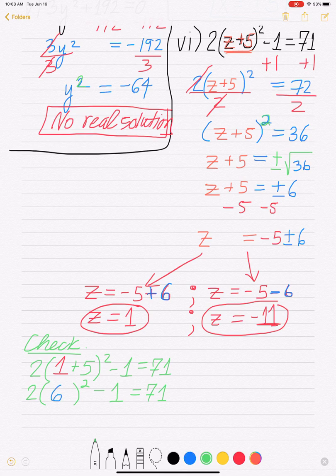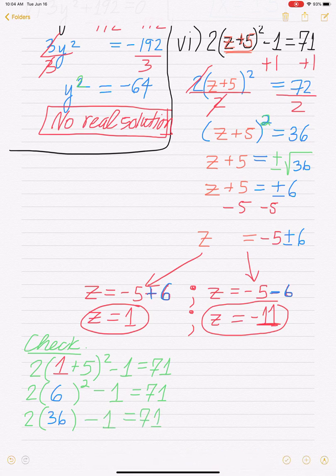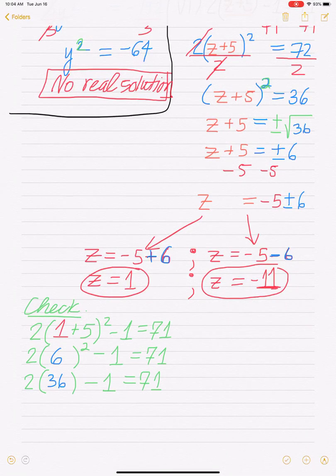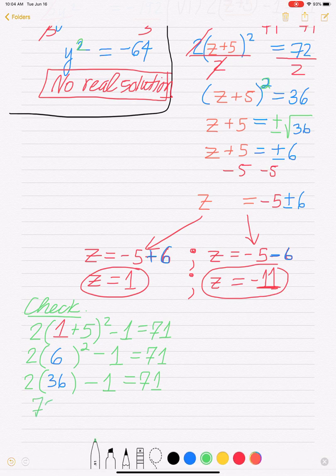Okay, so after you do 1 plus 5 in parentheses to get 6, then you have to do exponents. Exponents come before multiplication. So I'm going to leave the 2 out front alone. I'm going to do 6 squared is 36. Everything else will stay the same. And then I do multiplication before subtraction. 2 times 36 is 72. I have 72 minus 1, 71. That's correct, right? 71 equals 71. So 1 checks out. Z equals 1 checks out.